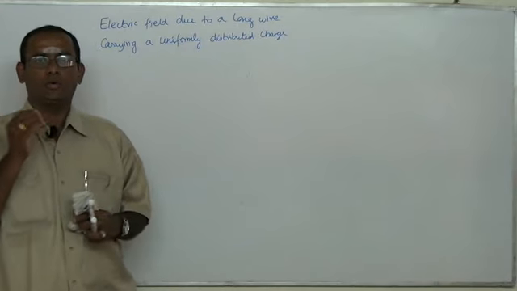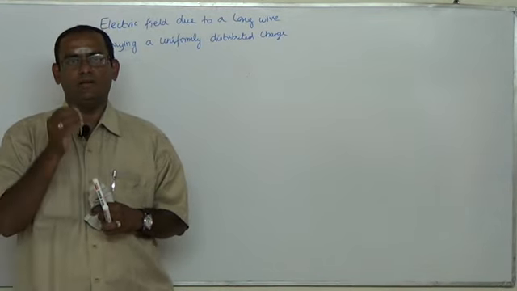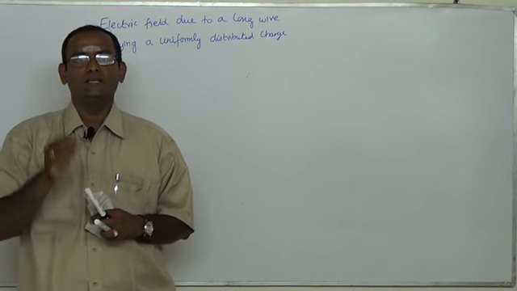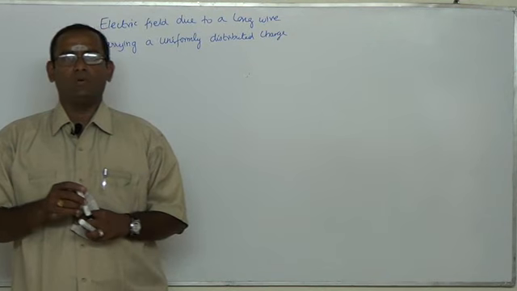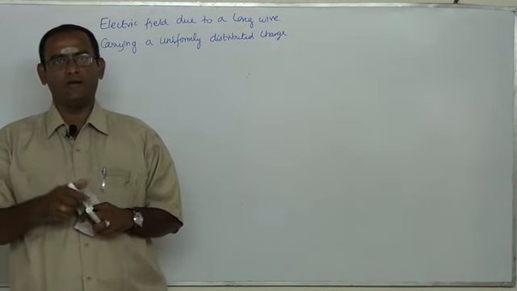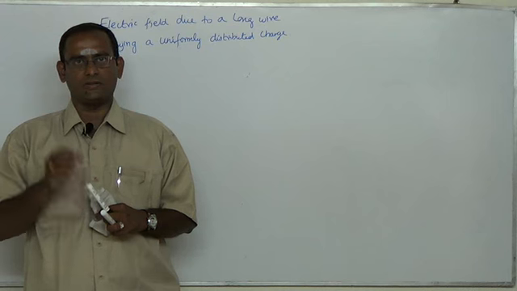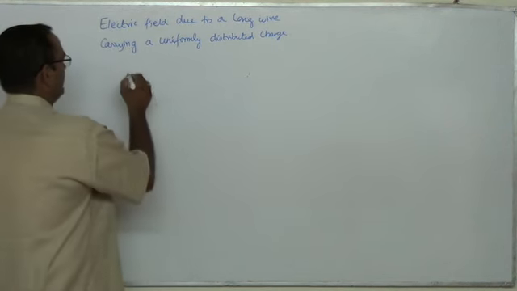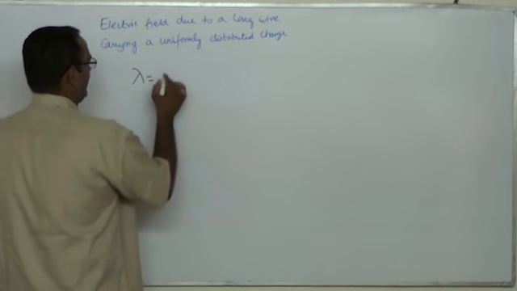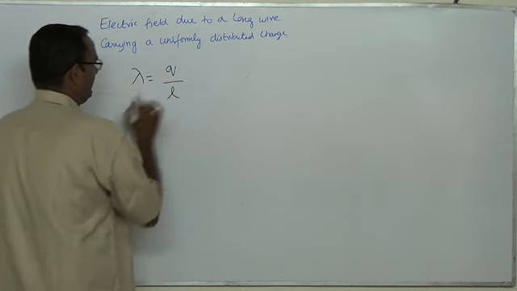Now, to understand the derivation, we should know what is known as linear charge density. What is linear charge density? Linear charge density is charge per unit length. It is given by the symbol lambda. Lambda is Q by L.